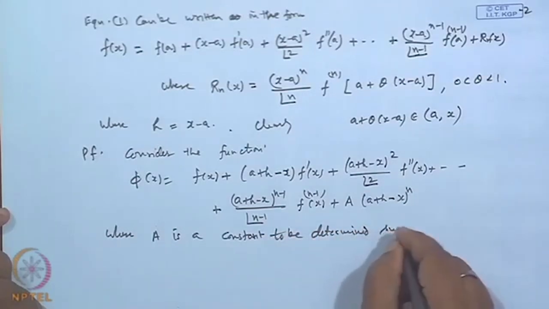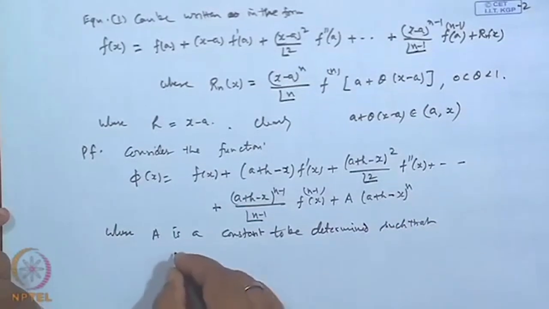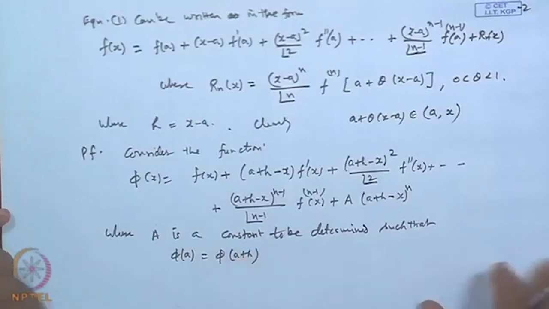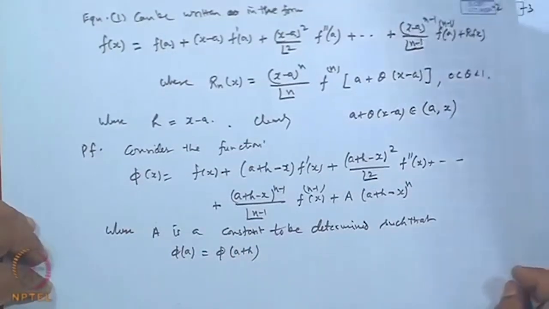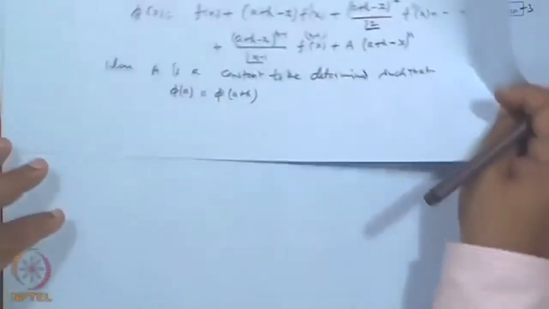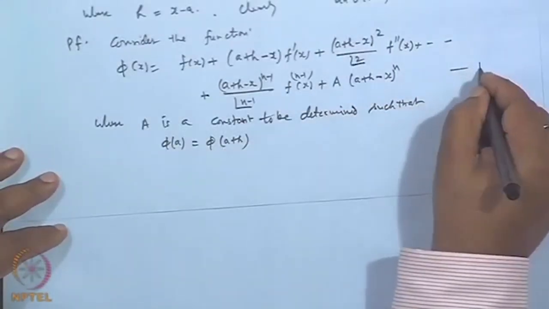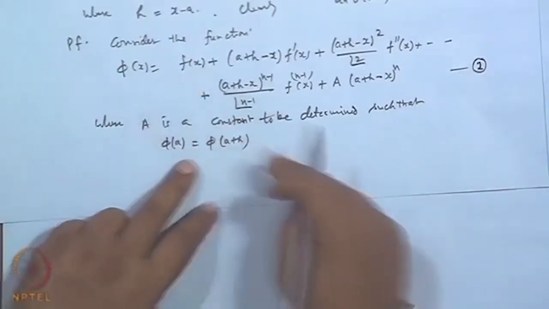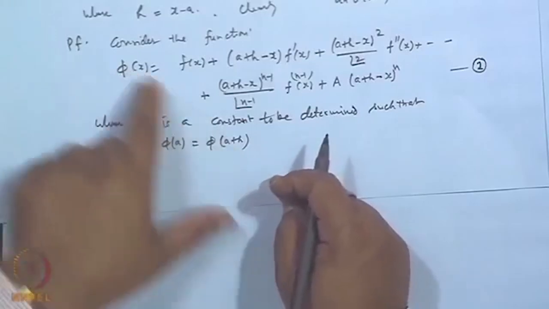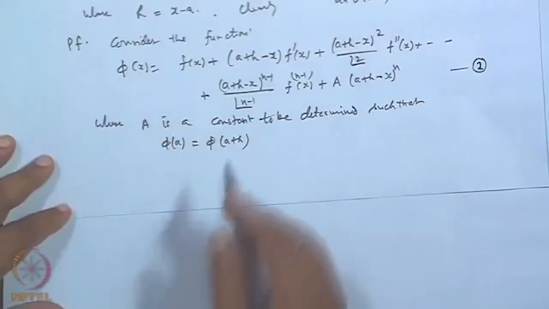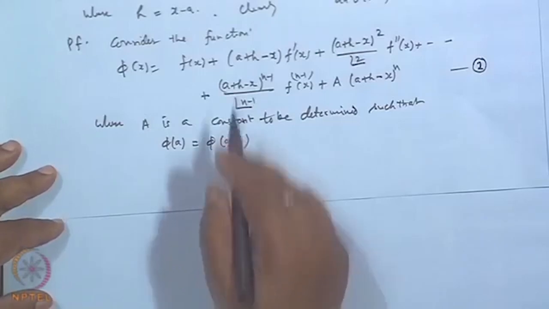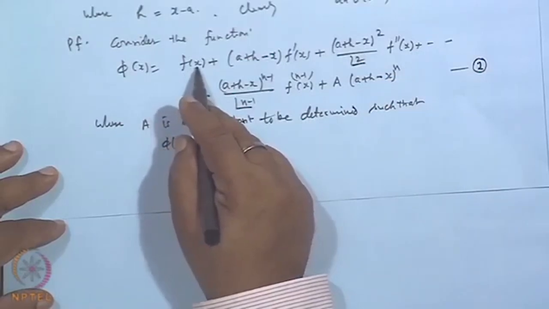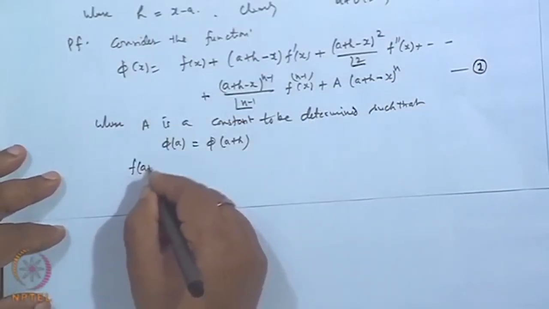such that the value at the end points of phi, that is phi(a) is equal to phi(a + h). We put the restriction on phi in such a way so that A can be computed. So suppose I put this restriction, and let it be equation 2. In 2, if I replace x equal to a and x equal to a + h, what do we get? As soon as you substitute x equal to a + h, all the terms get cancelled except f(a + h). So we get f(a + h).